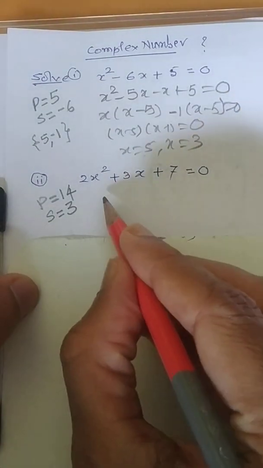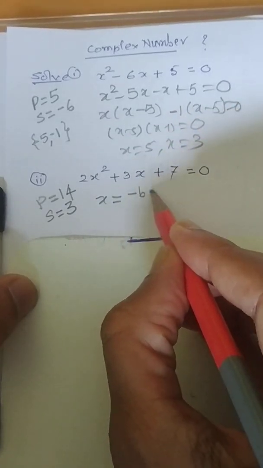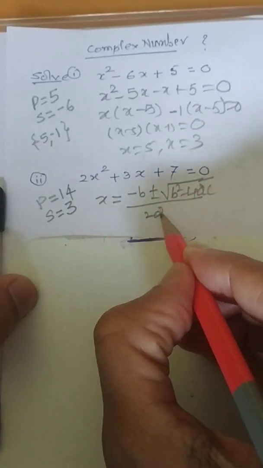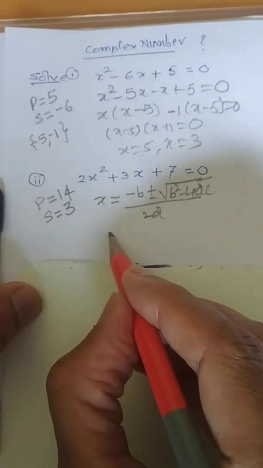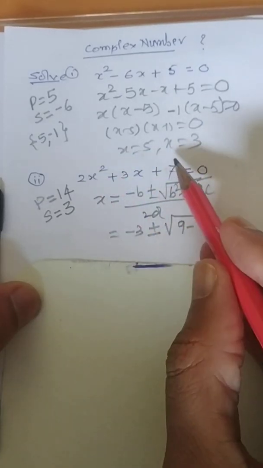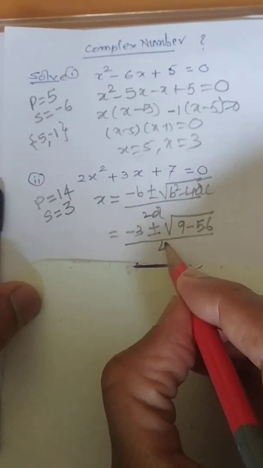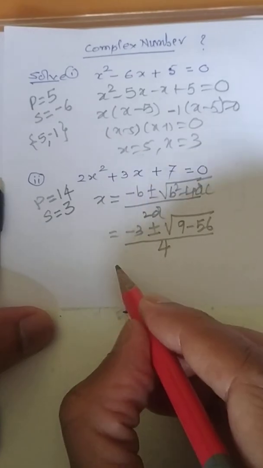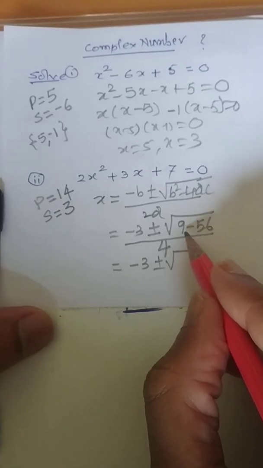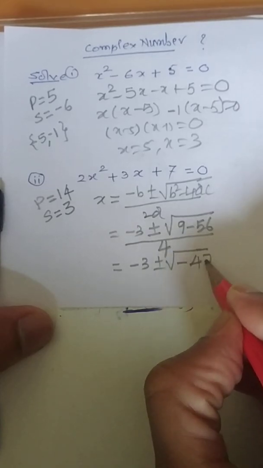So if you remember, you have used this formula: x is equal to minus b plus minus under root b square minus 4ac upon twice a. Now I am trying to replace the values. It will be nothing but minus 3 plus minus under root b square, which is 9, minus 4ac, that is 56, upon 4. If you remember the remarks which you are writing, here it is root under 9 minus 56, which is minus 47, upon 4.